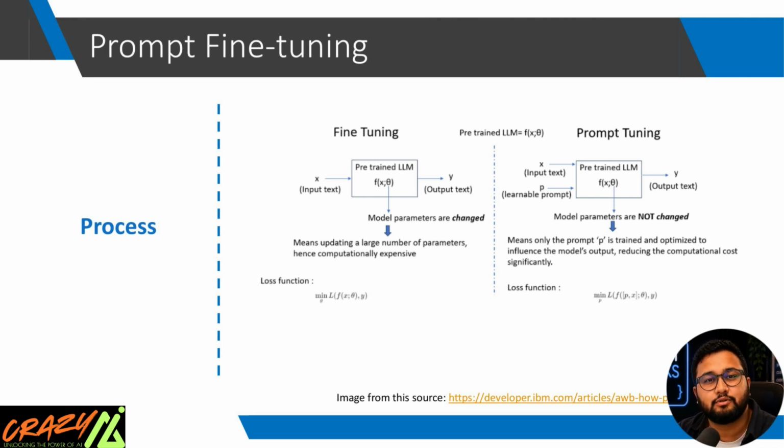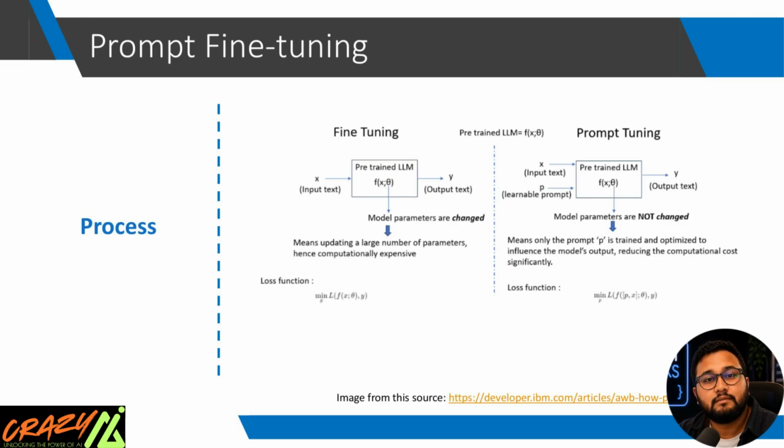The input is sent into the pre-trained model. During training, millions or even billions of model parameters are updated. As you can imagine, this is computationally expensive. It requires powerful hardware, large amounts of memory, and long training times. Now look at the right side.